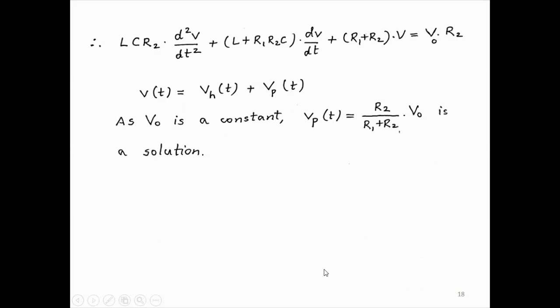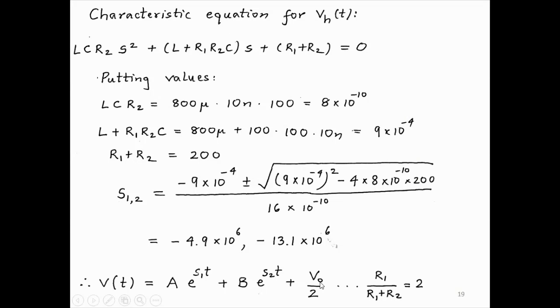So let me go back again. So in our circuit, R1 is equal to R2 is equal to 100 ohms. So this is 100 by 200. So this is V0 by 2. So that is V0 by 2. So this is the solution of the differential equation.